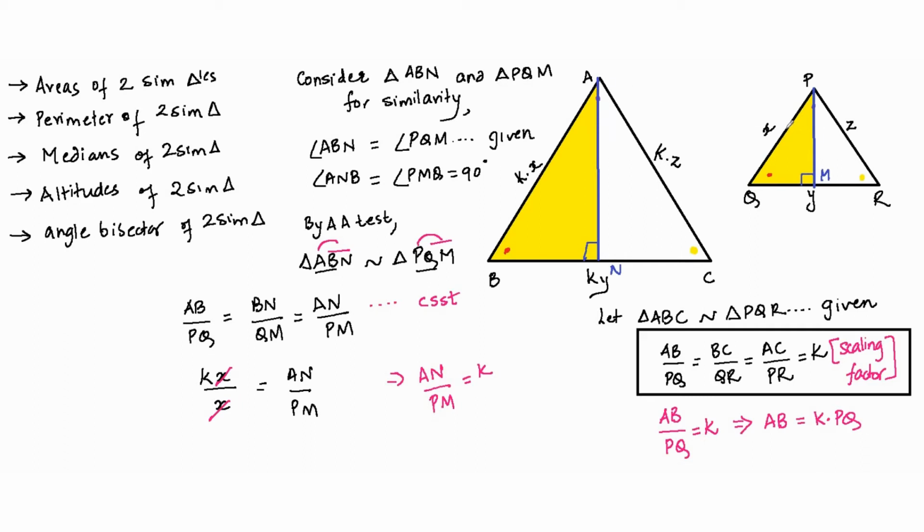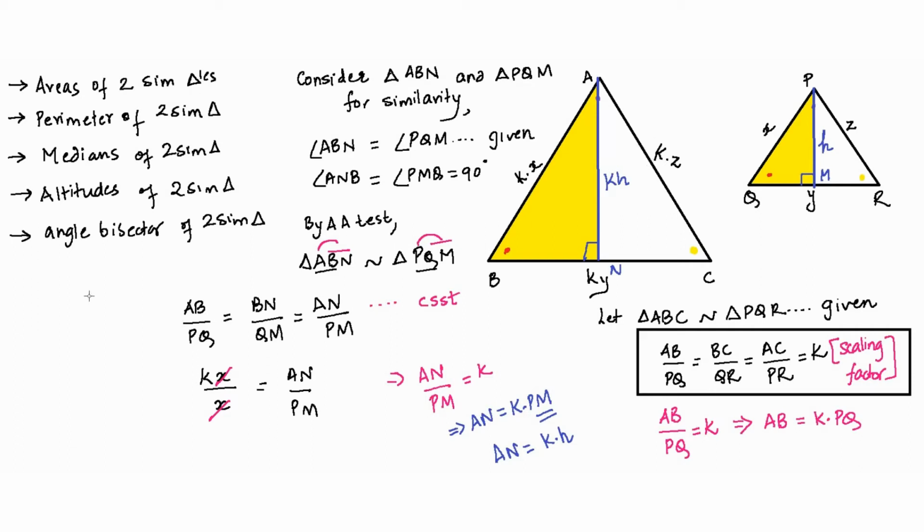What it is telling me is if the sides are scaling by a factor of K, then the corresponding altitude, so from this I can say that AN is K times PM, right? So the altitude AN is also scaling by a factor of K, which means if this altitude PM is h, then the altitude AN will be K times h. So what it means is the altitudes will also scale by the same factor as the sides. This is a very important idea that we have reached.